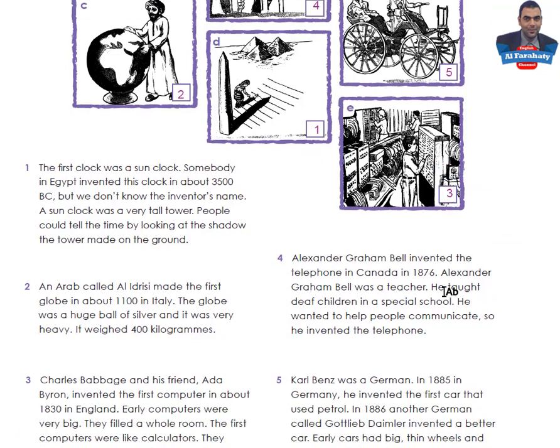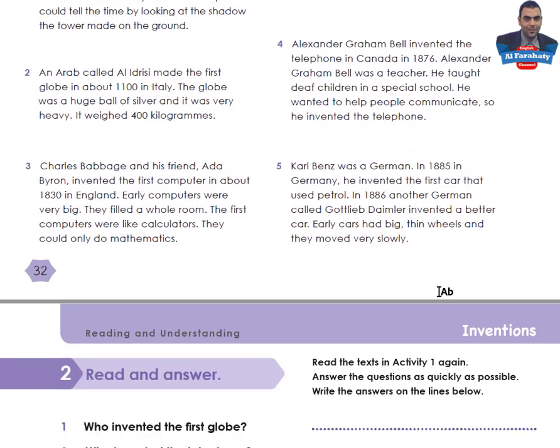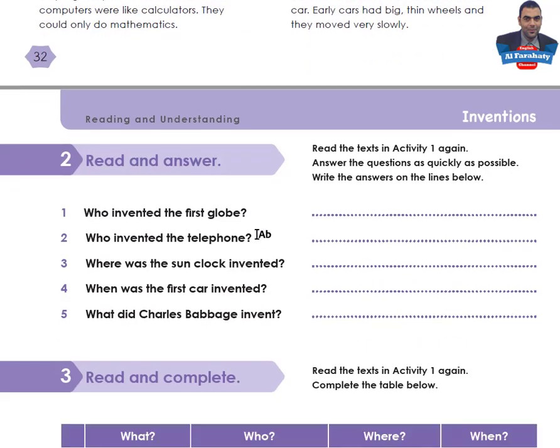Thank you. Now let's go to page 33, activity 2. Read and answer. Read the texts in activity 1 again. Answer the questions as quickly as possible. Write the answers on the lines below. You are asked to scan and skim the texts in order to find the answers.